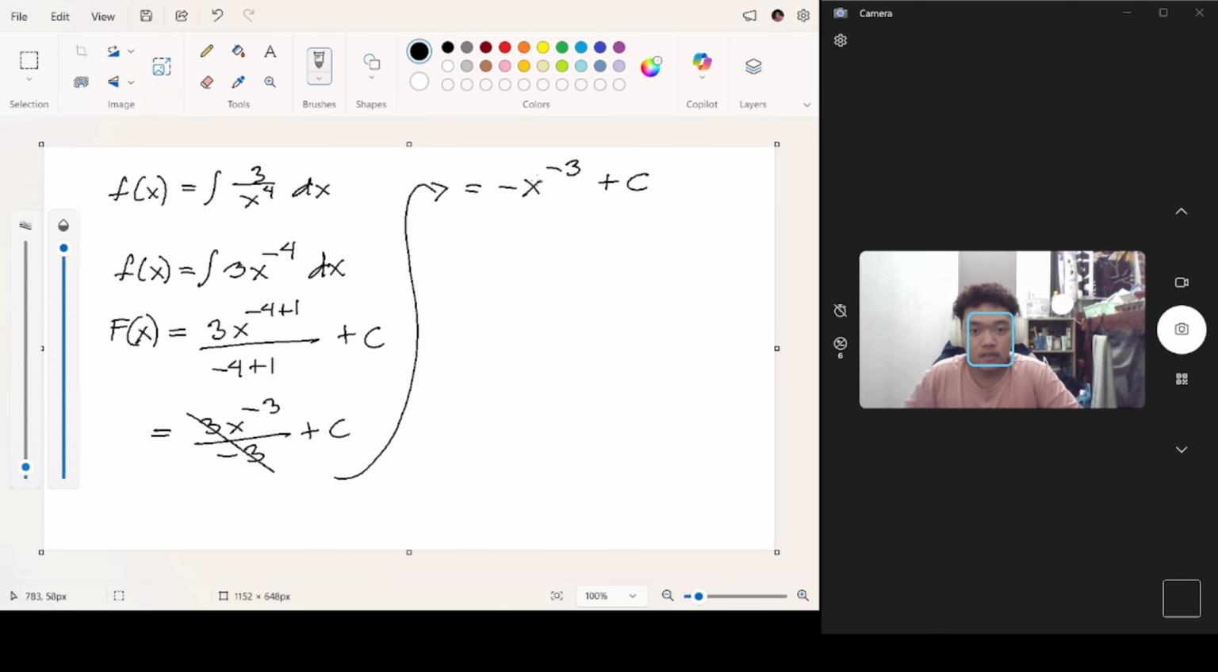Now, in x variables, it is important to know that there is an invisible 1 right here. So for us to get a positive exponent, we shall put it in a fraction form. So since we have a 1 here, we can simply rewrite that as negative 1 over x cubed plus c. And that is your final answer.